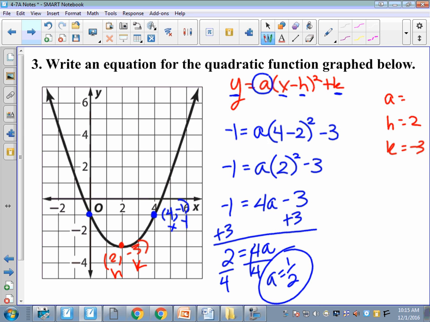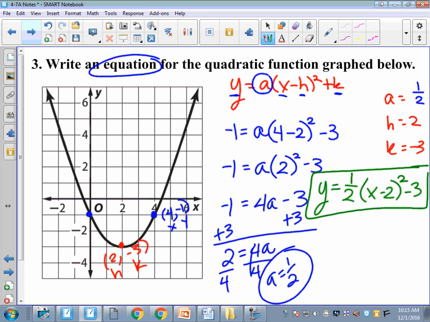That's not my final answer. I needed the a value to complete and answer the question. They want us to write an equation. So now my equation is y equals 1/2. It's opening up. If it was opening down, I'd have to force the negative part. I would actually change my a to a negative, but it's opening up, so I'm going to leave it as 1/2. And then (x minus 2) squared minus 3. So we're all done. So we used a point, we found h and k, and then we could find a.